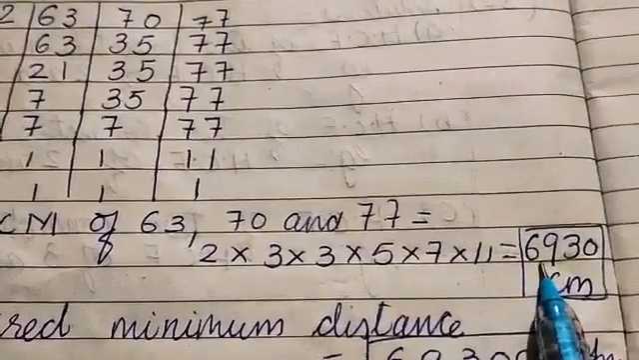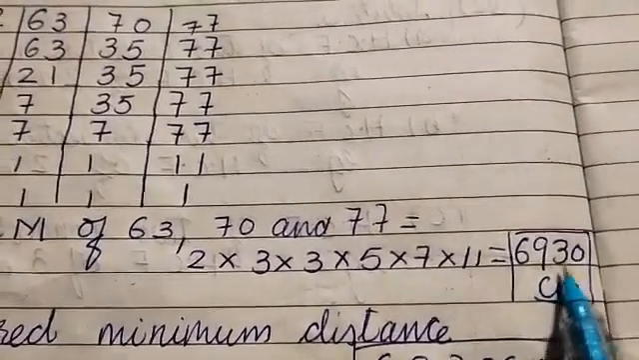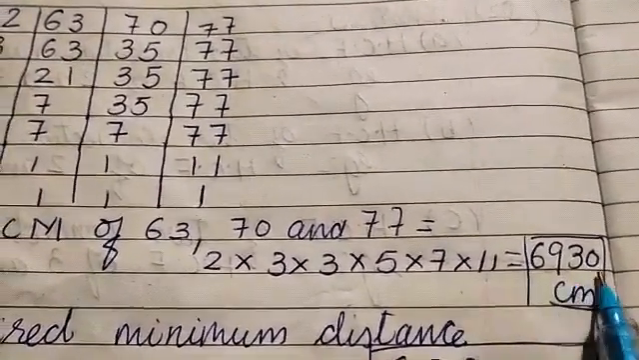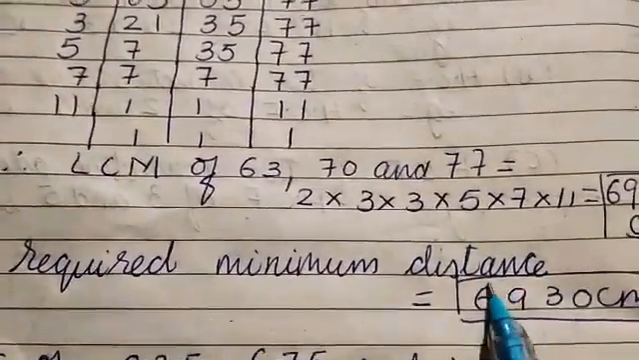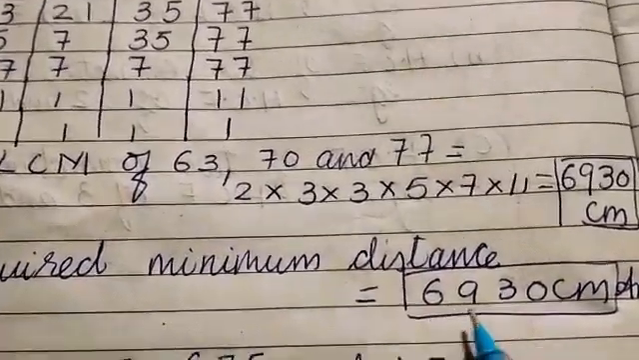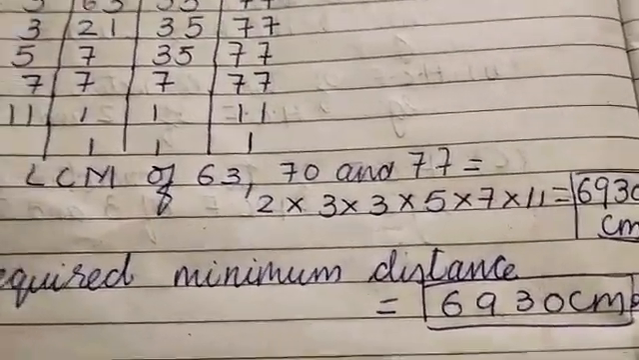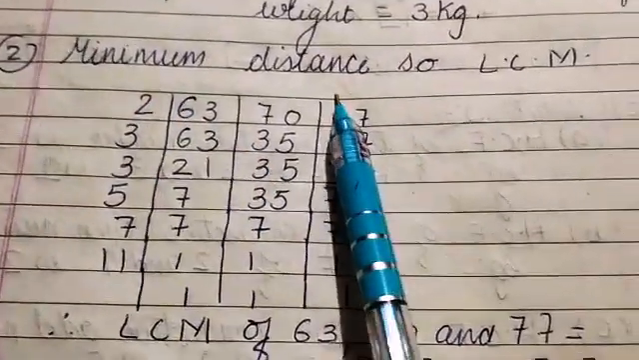So our answer will be 6930 centimeters. So the required minimum distance will be 6930 centimeters. This is question number 2.